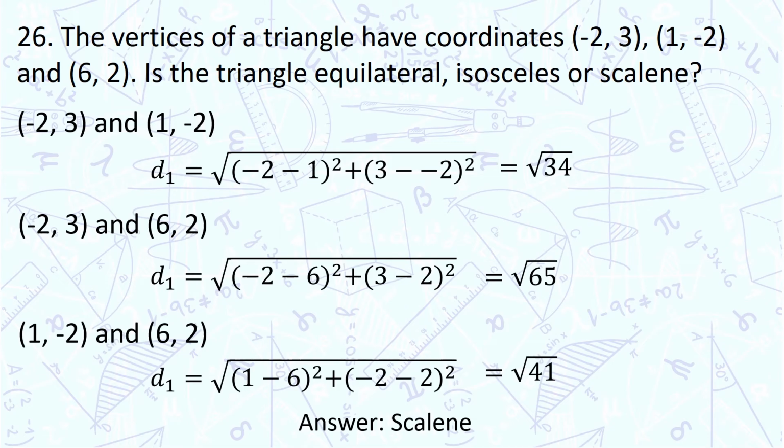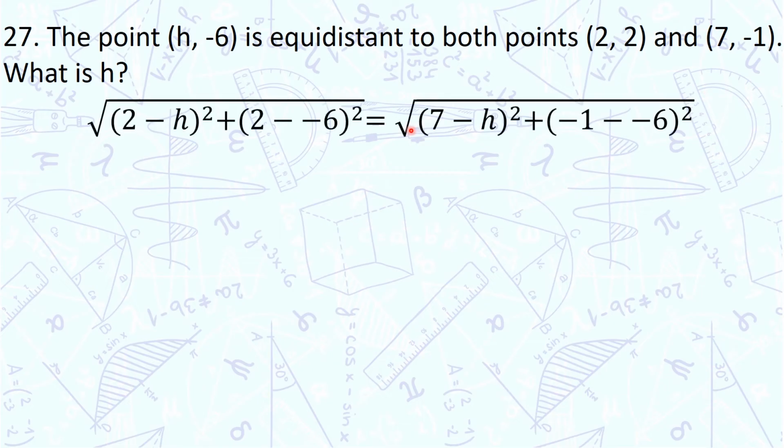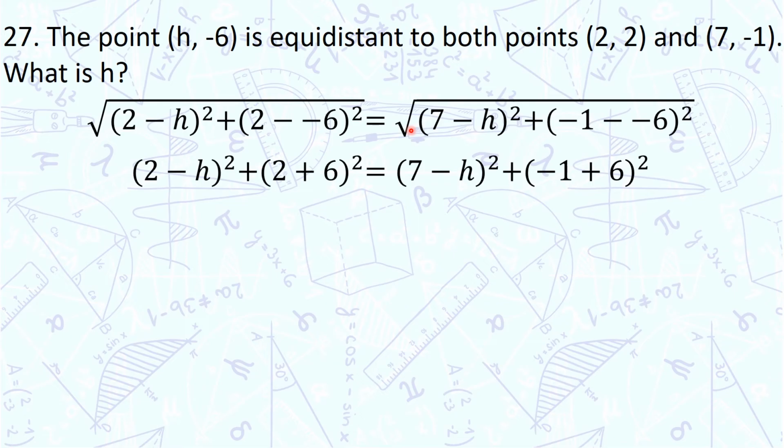Number 27. The point h, negative 6 is equidistant to both points 2, 2 and 7, negative 1. What is h? So again, we'll need to utilize the distance between 2 points formula, and we get the distance of h, negative 6 to 2, 2, also to 7, negative 1, and then equate. Square both sides, we'll have 2 minus h squared plus the quantity 2 plus 6 squared equals 7 minus h squared plus the quantity negative 1 plus 6 squared.